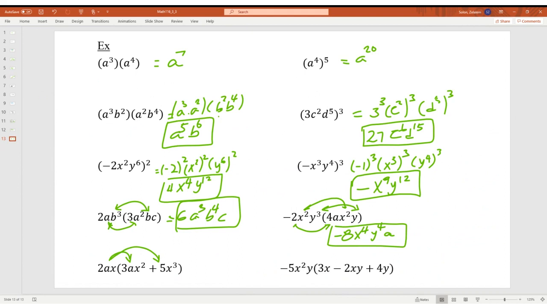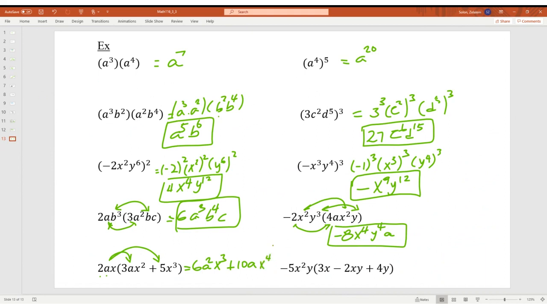So the next question, I have 2 times 3, distribute the 2ax over 3ax squared and 5x cubed. So 2 times 3 is 6. a times a is a squared. x times x squared is x cubed. You have 1x and you are multiplying it by 2x, so it becomes 3x. And 2 times 5 is 10. a is by itself. x times x cubed is x to the power of 4.